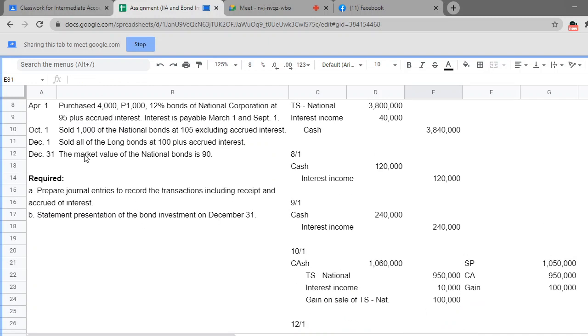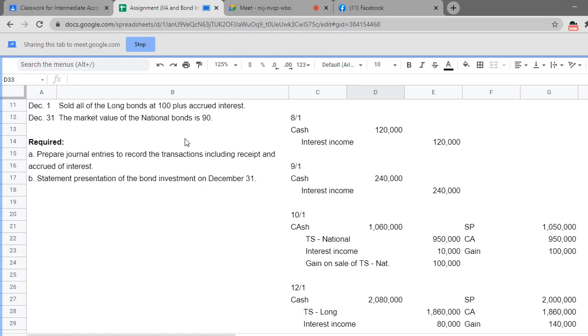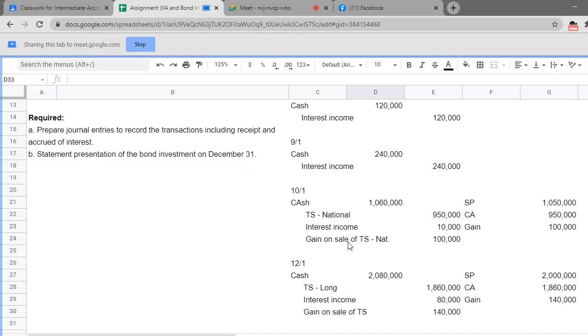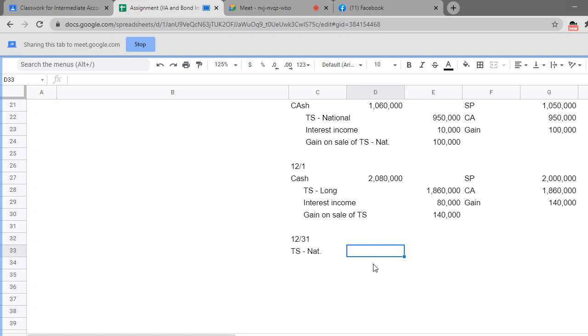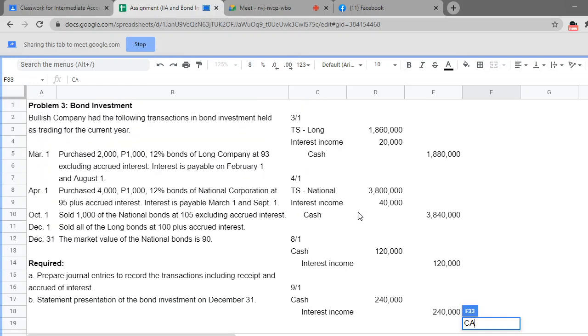And lastly, on December 31, the market value of National bonds is 90. So on December 31, National bonds increased, it became 90. So that would be 3 million times 0.9. Oh, did it go up? Let's compute here. Before, the carrying amount... it went up, good, I got confused.